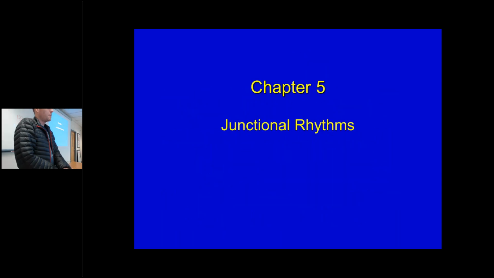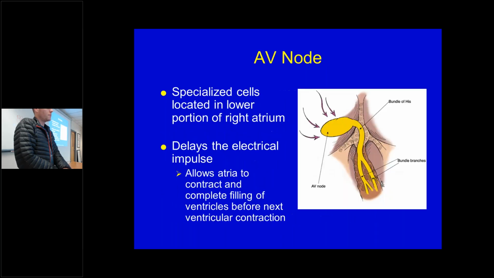So we're going to be talking about junctional rhythms, and this one should be a lot quicker. We should be done within an hour. You guys know about the AV node. Where is it? In your heart. It's above the junction, in the right atrium. It delays the electrical impulse. Why does it delay the electrical impulse from the SA node?